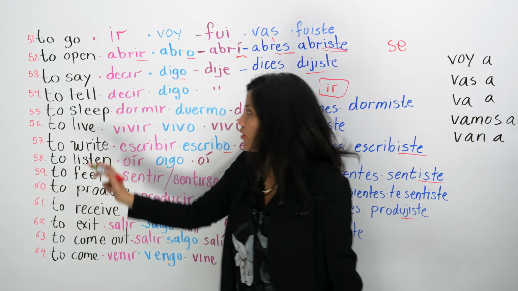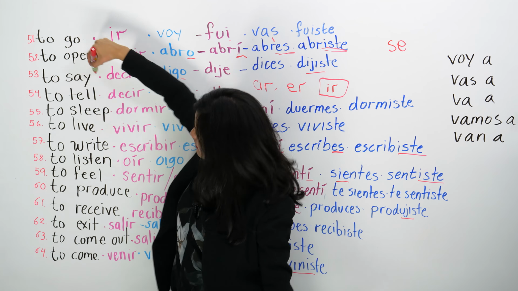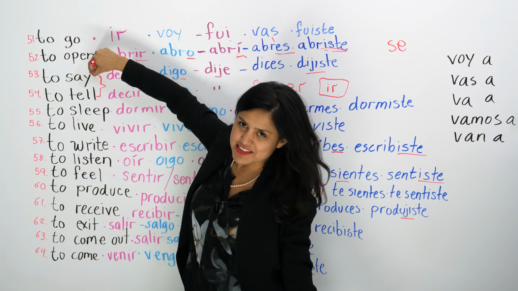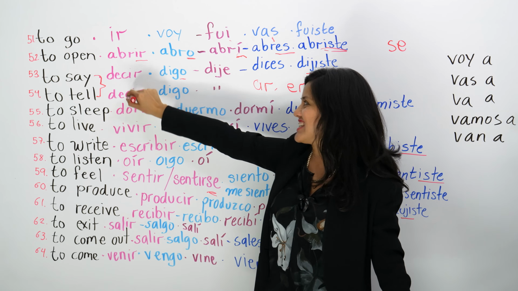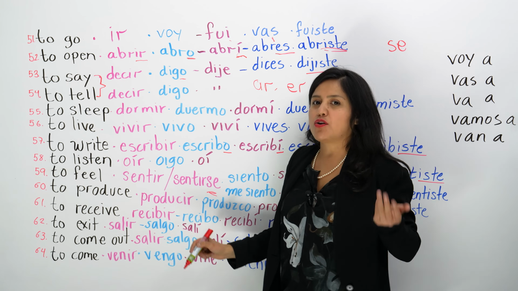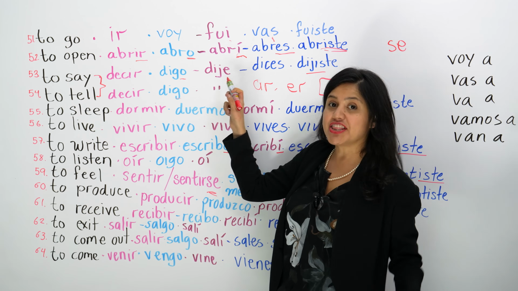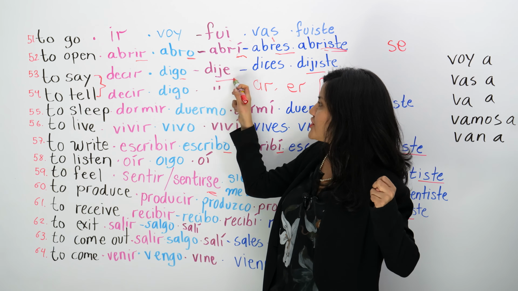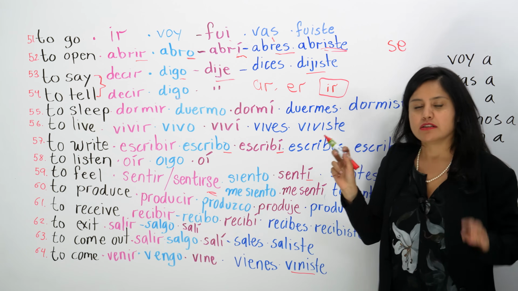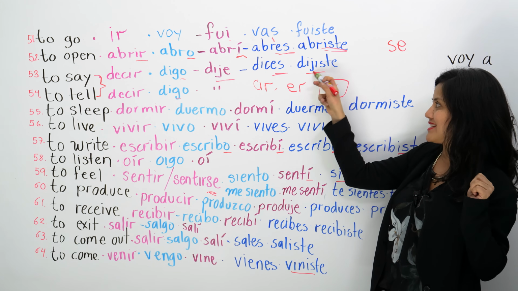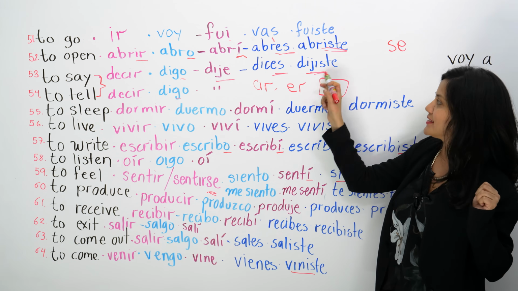To say or to tell. 2 verbs in English equal 1 verb in Spanish. Decir. To say or to tell. Yo digo. Yo dije, with a J. Tú dices en presente. Tú dijiste en pasado, with a J too.